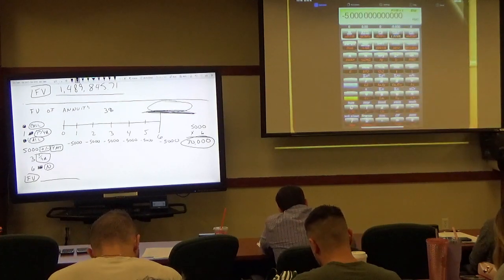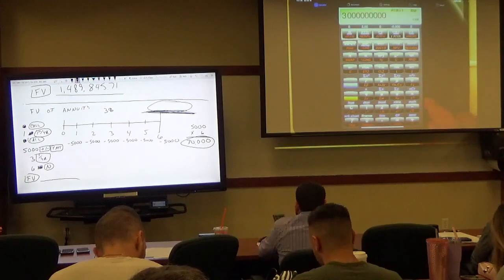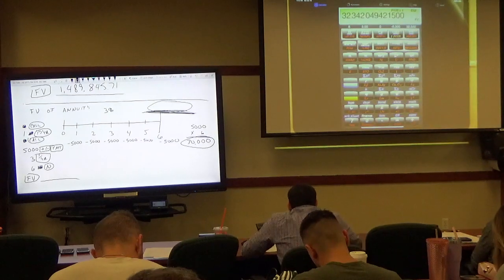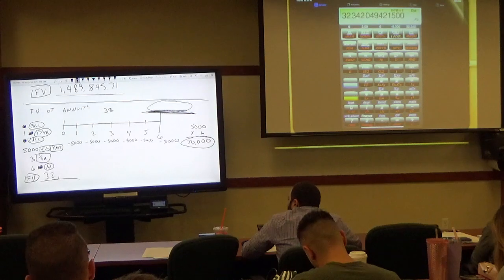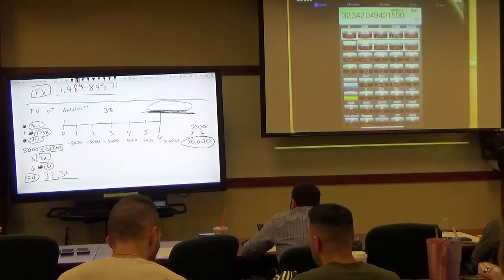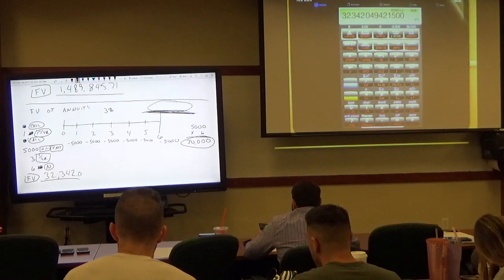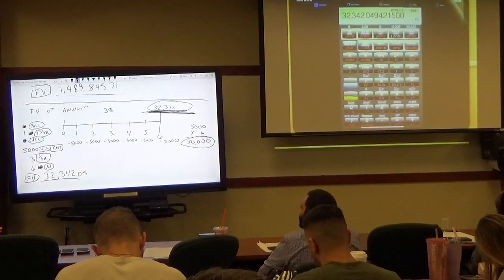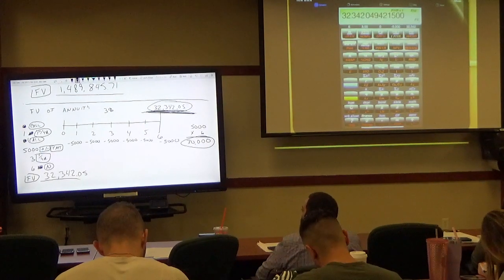Okay, so let's do it over here. Let's see. Payment. Percent. 6 years. And solve for future value. So 32,342.05. All right, so $32,342.05 will be what we have in the account after 6 years.